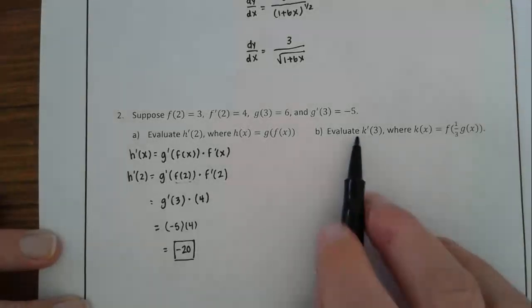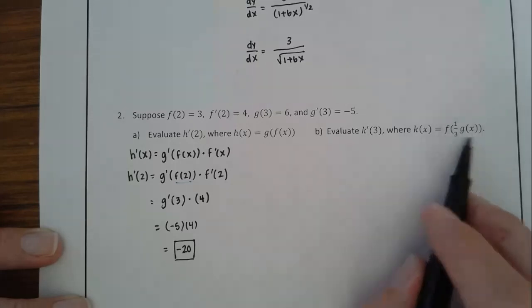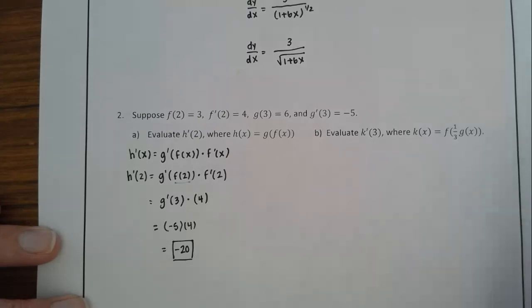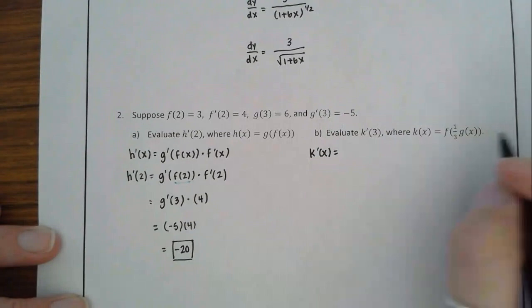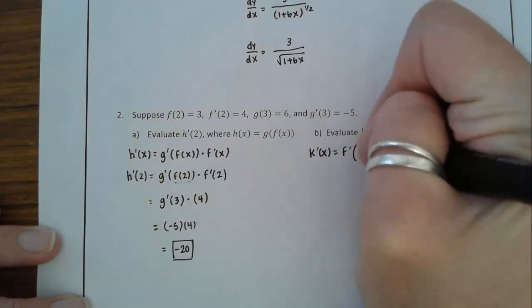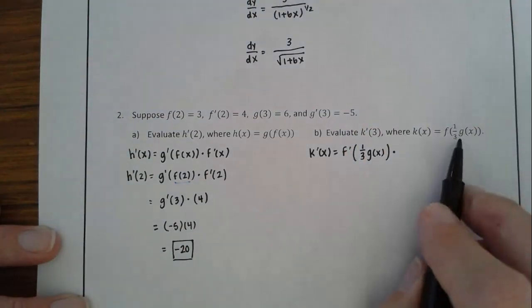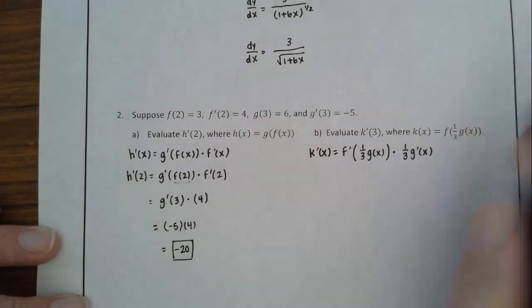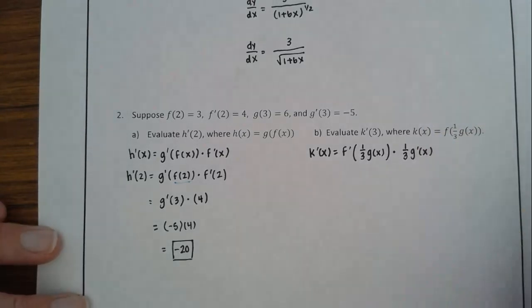Okay, and then in example B, we're looking to evaluate k prime of 3, where k of x is equal to this composite function. So here you'll notice that we have a 1/3 on the inside here. That's going to change our derivative just a little bit. So k prime of x, I'm going to write a rule first. Derivative of the outside, so f prime. Keep the 1/3 g of x on the inside exactly the same. And then the derivative of 1/3 g of x would actually be 1/3 g prime of x. So think about that 1/3 as just being a constant. Remember that we always just kind of pull those down with the function when we take the derivative.